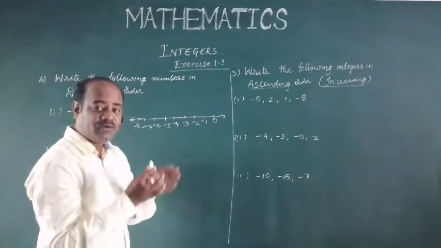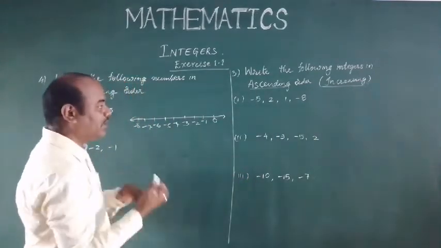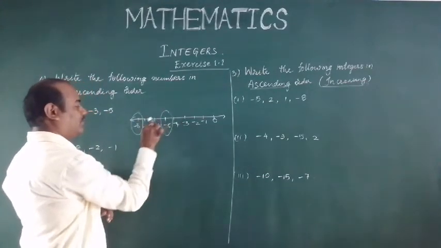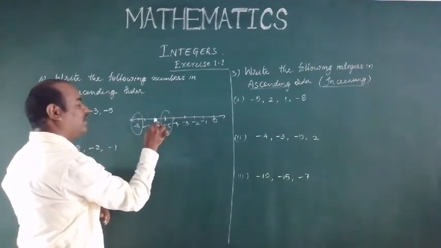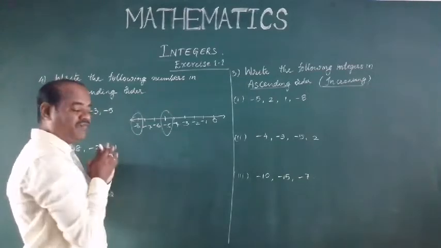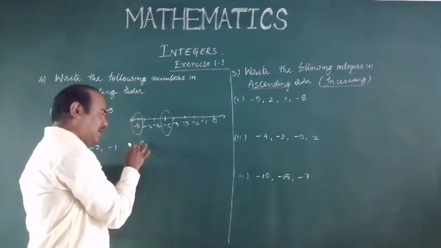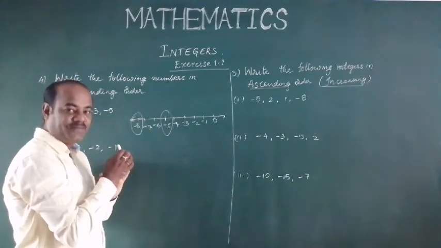So what I told, which is right side, that is the biggest, which is left side, that is the smallest. Now where is minus 8? Where is minus 5? 0 is here, minus 1, minus 2, minus 3, minus 4, minus 5, minus 6, minus 7, minus 8. Minus 8 is left side of minus 5. That means what is the smallest number? Minus 8 is only the smallest number. Smaller than minus 5, right?